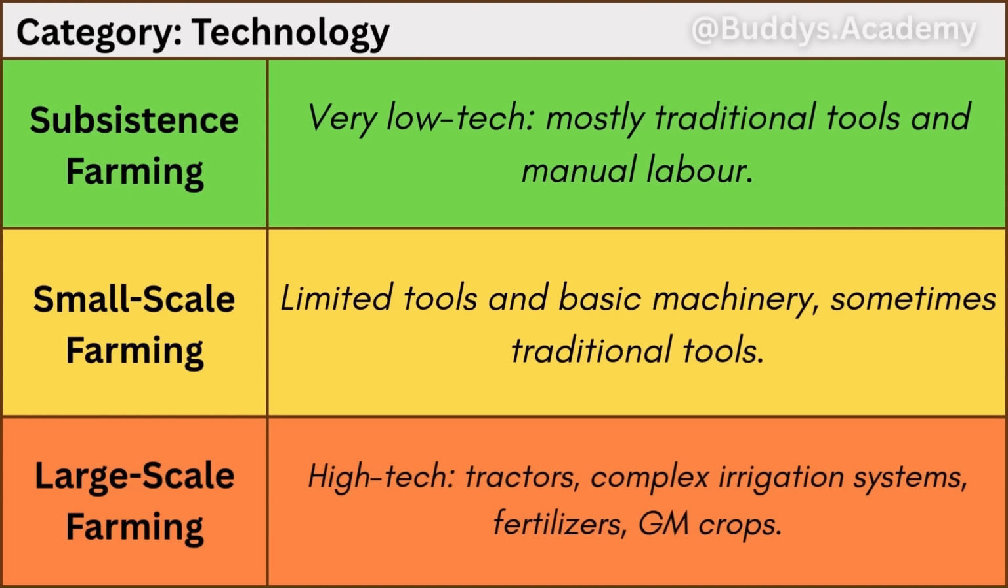But when we're looking at your small-scale farming, it's going to use limited tools and it's going to have basic machinery, sometimes your traditional tools. But with large-scale farming, it's going to be very high-tech. You're going to use these advanced tractors, you're going to use complex irrigation systems, there's going to be the use of fertilizers, and many of these large-scale farms will also use your genetically modified crops. Now again, we will be talking about genetically modified crops later on in the video.